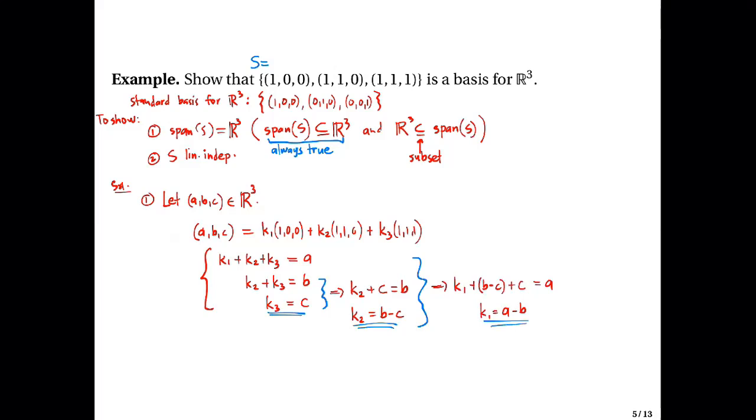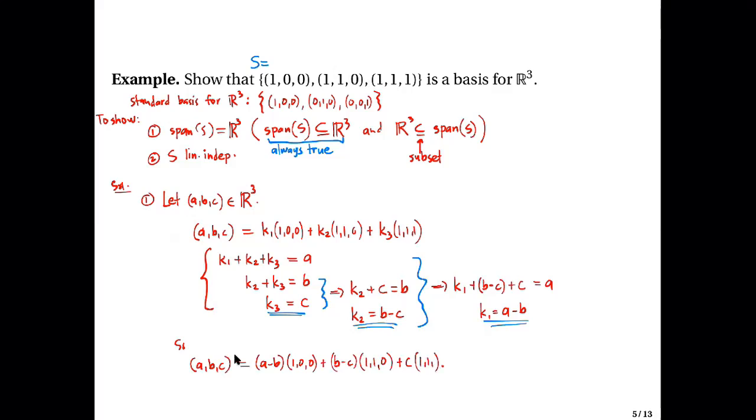This means that the vector ABC can be written in terms of these three vectors: (1, 0, 0), (1, 1, 0), (1, 1, 1). This can be written as (A minus B) times (1, 0, 0), plus (B minus C) times (1, 1, 0), and then finally C times (1, 1, 1).